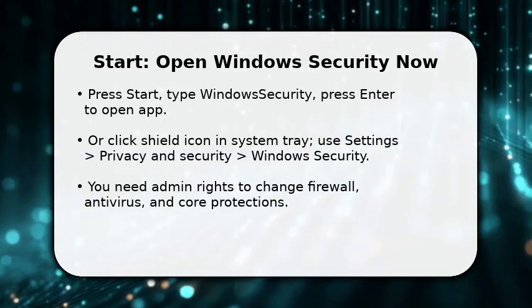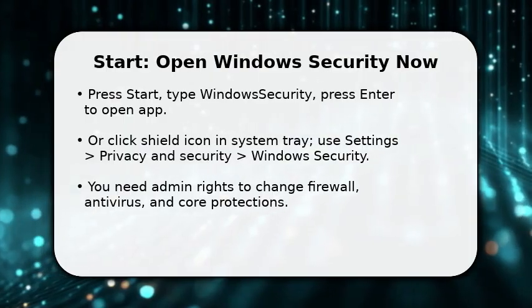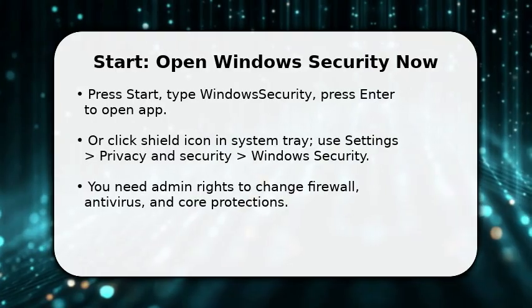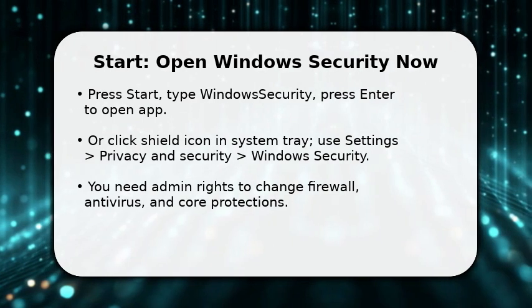Make sure you have administrator rights. Without them, you can view but not change protections. If you prefer the tray, click the shield icon. Now that the app is open, move to the core protections to verify current status and update definitions.